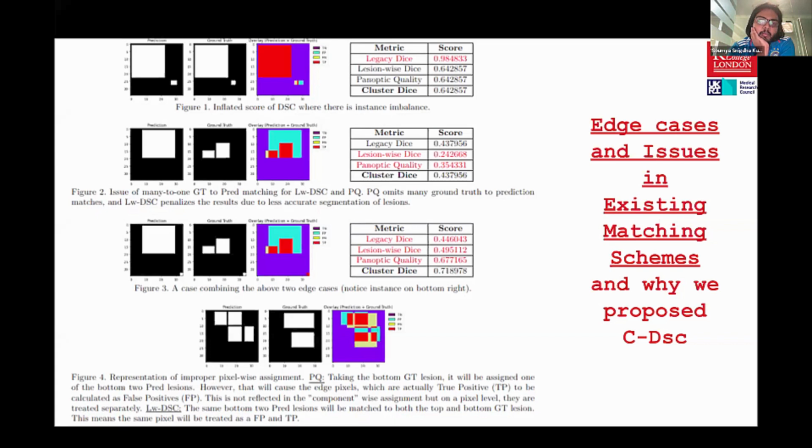What I really want to mention here is that our objective was to let clinicians have an opportunity, or give them the ability, to use different matching styles. You might want to penalize it really hard, or you might not want to penalize it.